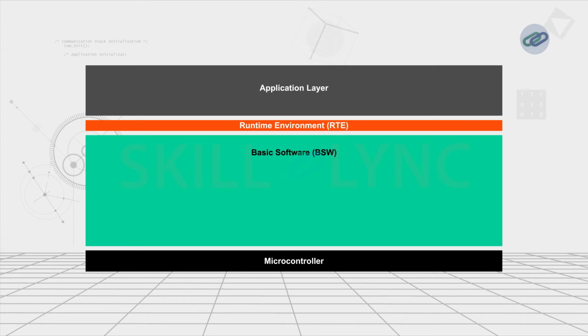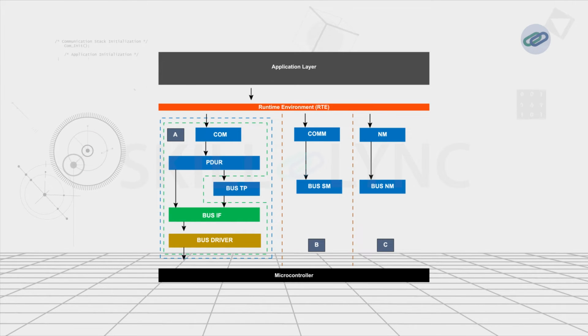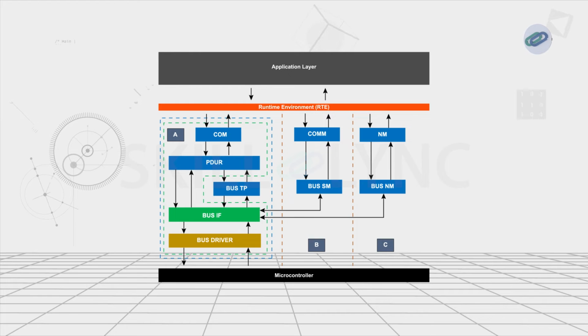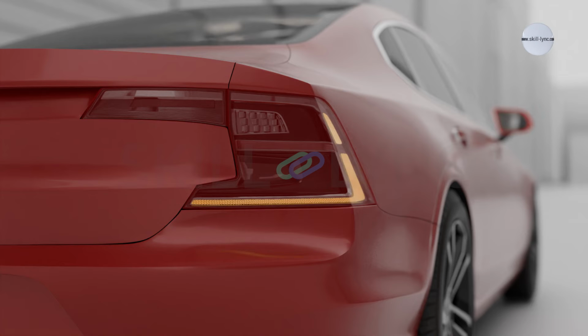In order to standardize communication protocols and interfaces, Classic AutoSAR introduced the AutoSAR communication stack. This ensures consistent and reliable data exchange between electronic control units within a vehicle. As a result of this, various vehicle systems can seamlessly and reliably work together.